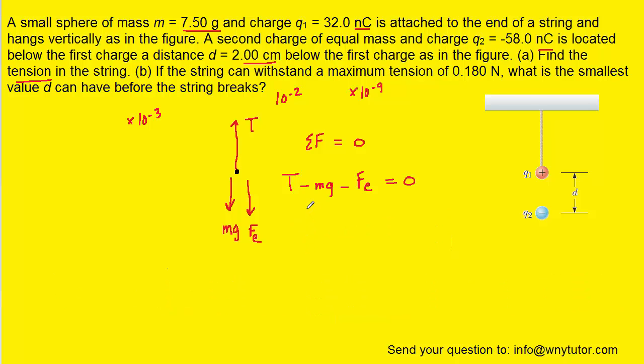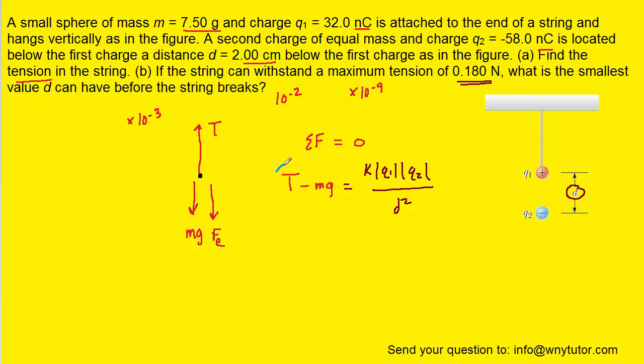Now in part B, we have essentially the same setup, except now we are given the tension T, and we are being asked to calculate the distance d. So we have the same equation that we used before. We can replace Fe with the Coulomb's law force. And now we'll make an attempt to solve for d. It might help to put brackets around this term. We'll notice there's a minus sign in front of it, so it can be added to the right side of the equation.